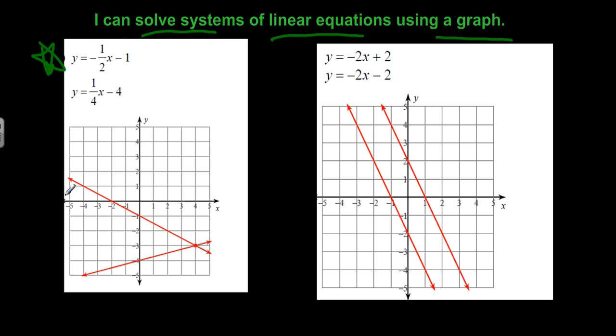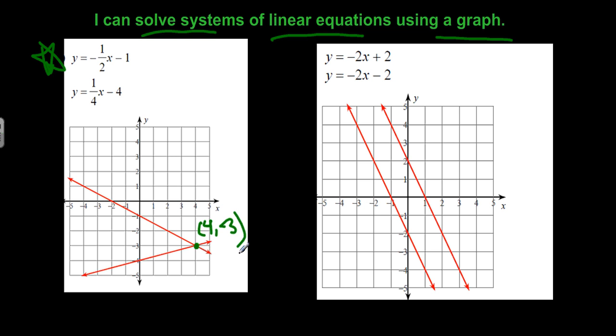I have two lines graphed here. The first line, y equals negative 1/2 x minus 1, is right here. It's got a y-intercept of negative 1. And the second line, y equals 1/4 x minus 4, y-intercept of negative 4, is right down here. The solution, when you look at the graph, is super simple because it's just where the two lines intersect. So here, my solution would be at the point (4, negative 3).